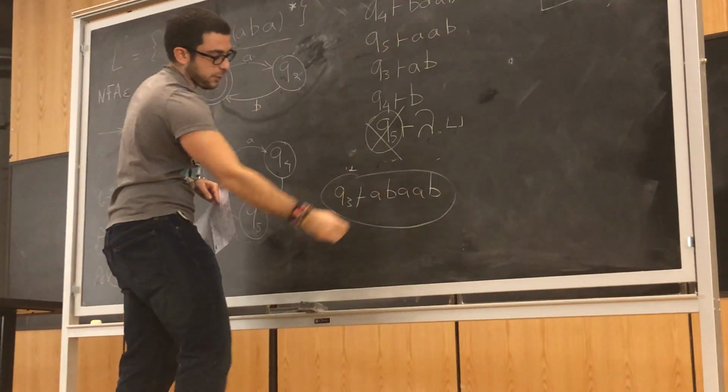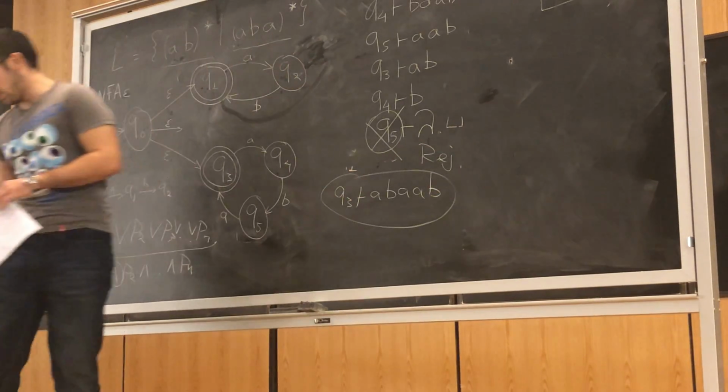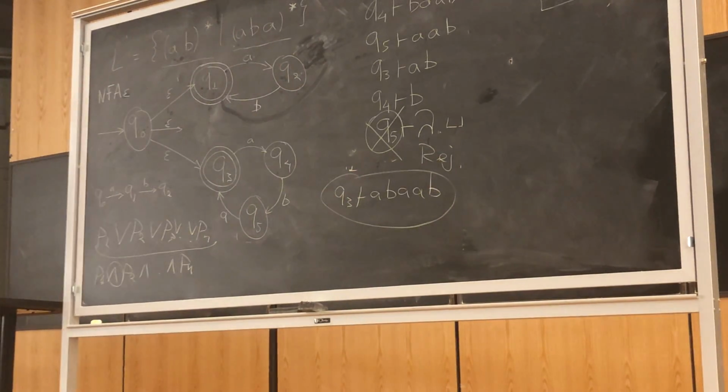It rejects from that pathway. Both possible pathways reject, so the whole machine rejects.